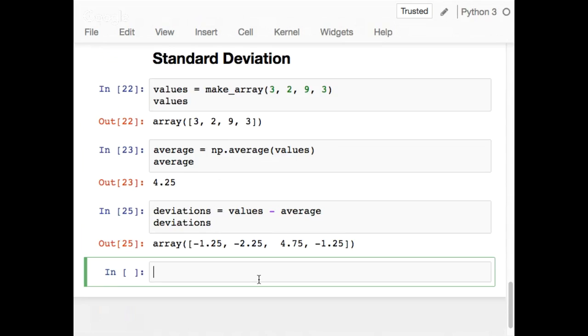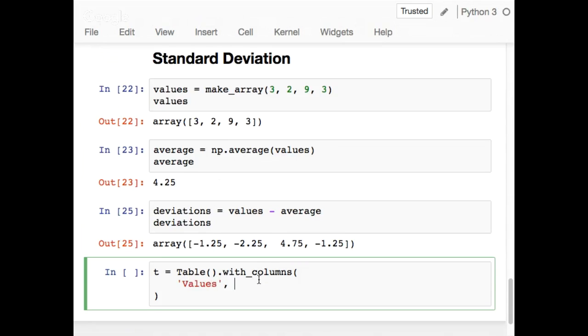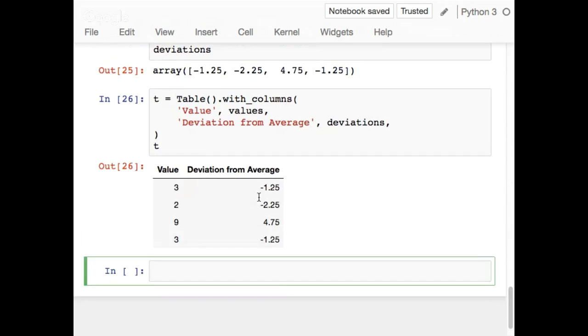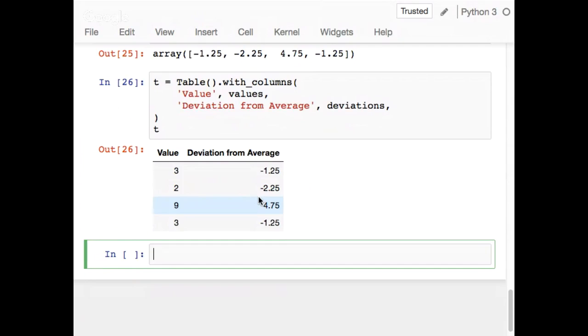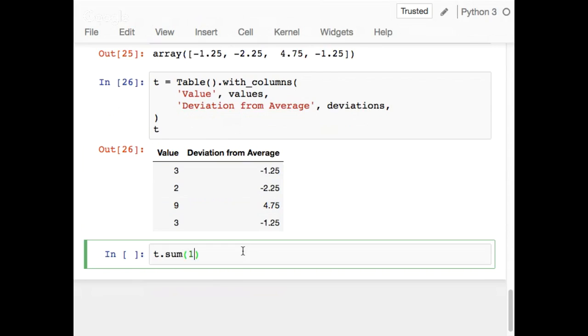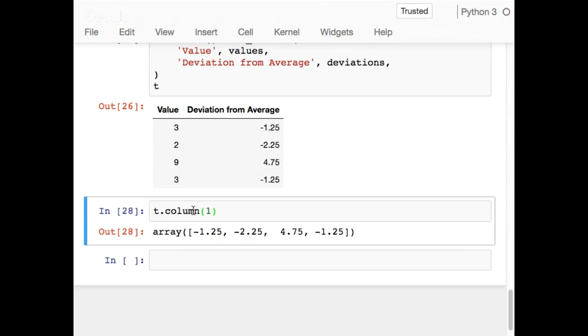Put those into a table, just so you can see that. T equals table. Call this value. And call this deviations. So here we have this table. All right. So one thing we can do is we can say, OK, I have here some deviations. I can just sum them up, and hopefully that'll give me some measure of how spread out my distribution is. But when I try to do that, it won't work. Right, column 1, okay, dot sum.